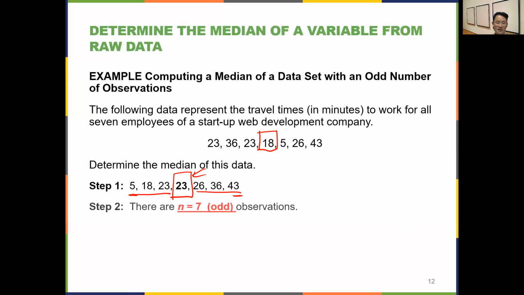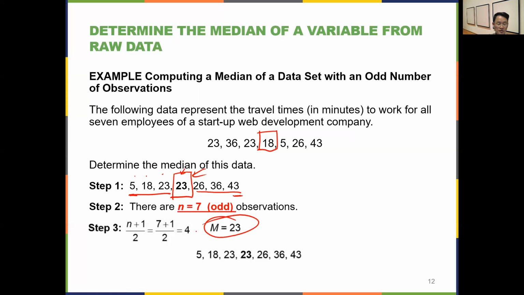Just like that. The rest is pretty simple, and they use the fact that n equals 7. So 7 plus 1, 8, divided by 2, is 4. So 1, 2, 3, 4th data point, which is 23, is our median. So this is our m, right? Which is what we want here. Okay.